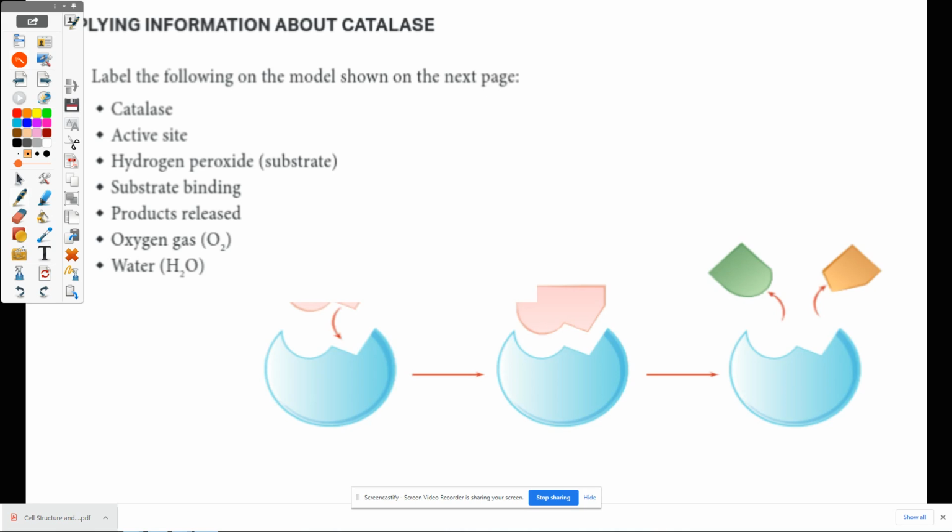So once we finished our reading, it asked us in question number 1 to label this diagram, and it asked us to label the catalase. Remember, ASE tells us it's an enzyme, and the enzyme is the holder. It holds the substrate. So if you look at the picture, this would be our catalase. And remember, our catalase stays the same throughout the reaction. Enzymes are not changed or used up during a reaction.